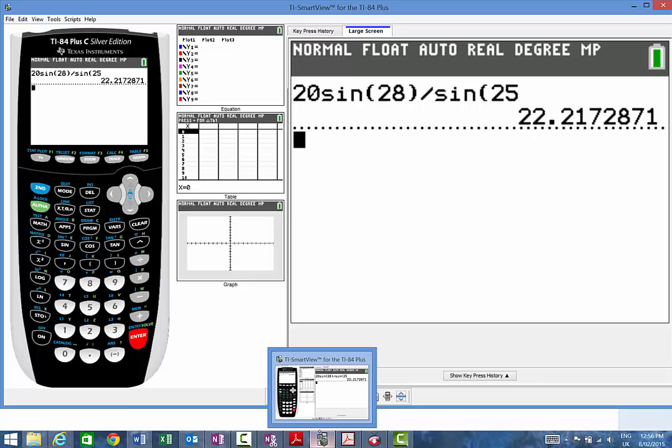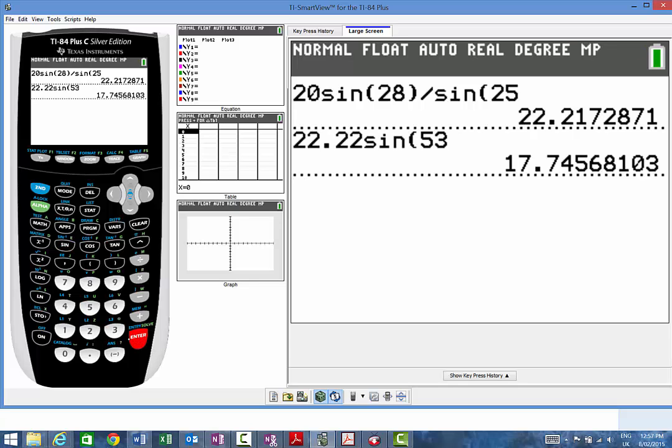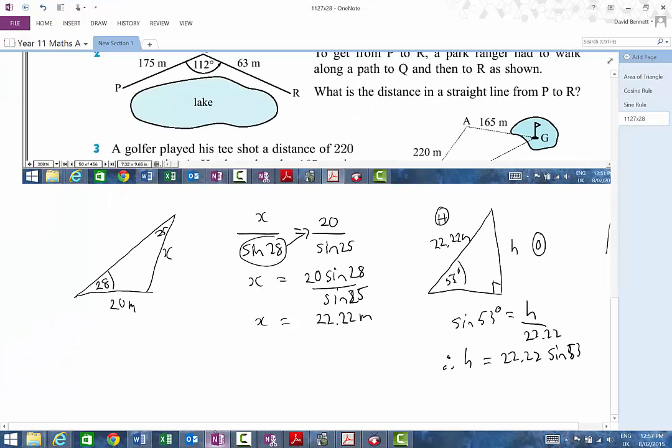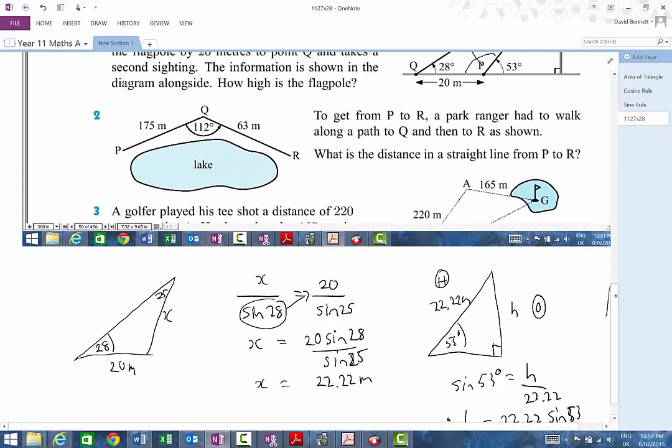So go to your calculator and do that, so it's 22.22 sine 53 degrees, and you've got your answer of 17.75. Okay, so that's my answer there, 17.775 metres. Right, if I was looking at question number two, it's related to a lake.